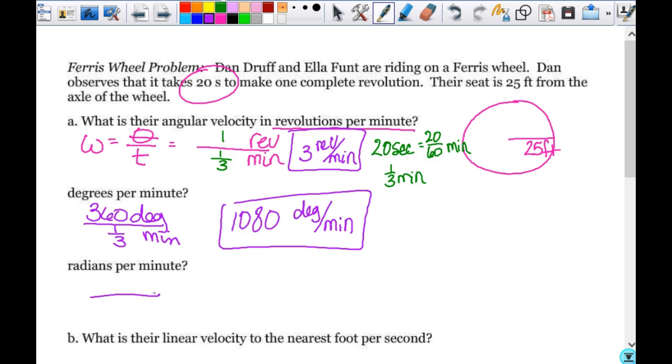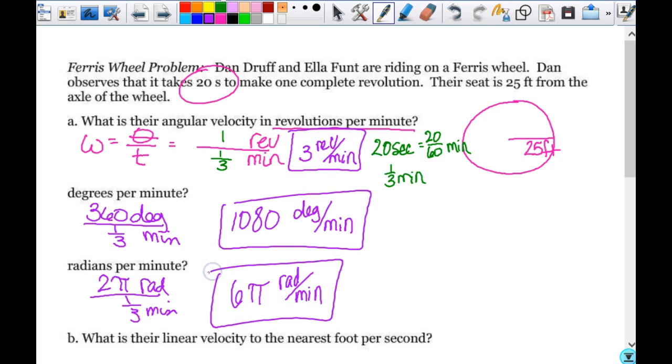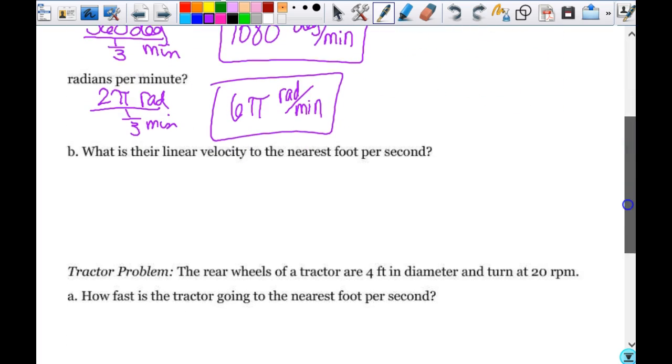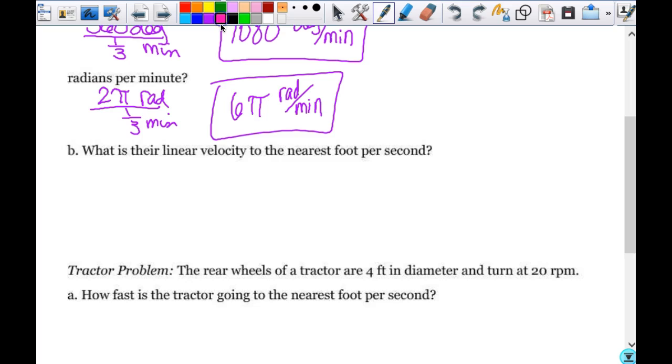Radians per minute. 1 full revolution is 2 pi radians over 1/3 of a minute. So that's going to be 6 pi radians per minute. So if you just have the revolutions per minute, the conversion to degrees and radians is basically taking whatever your revolutions per minute is, multiplying it by 360, or multiplying it by 2 pi. Everybody okay with that?